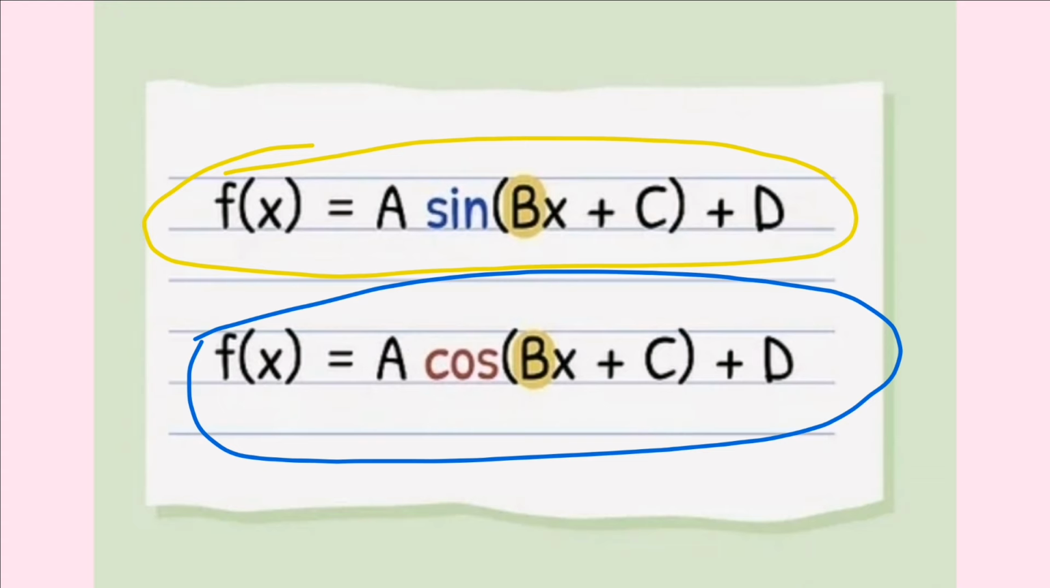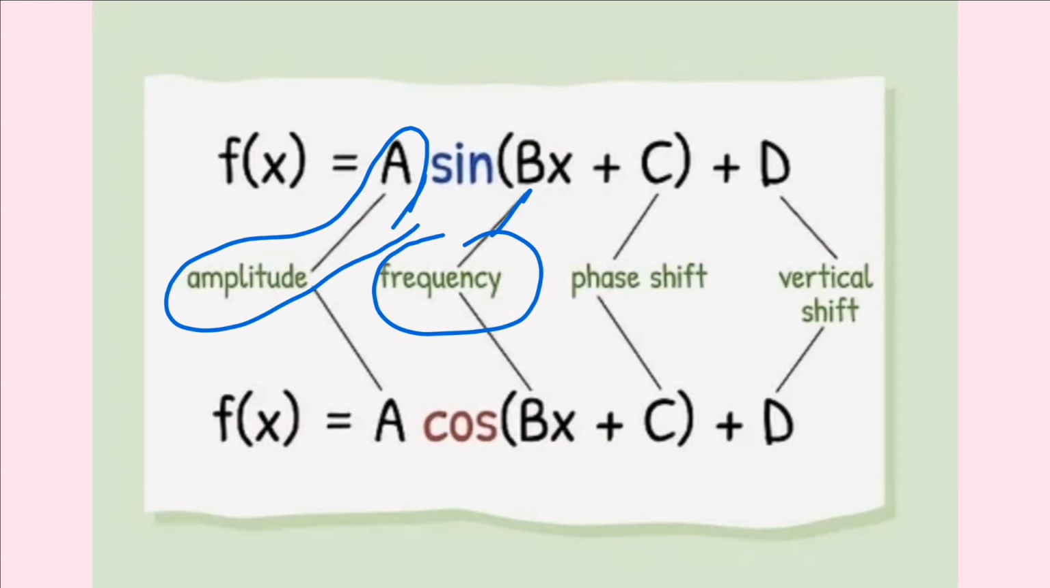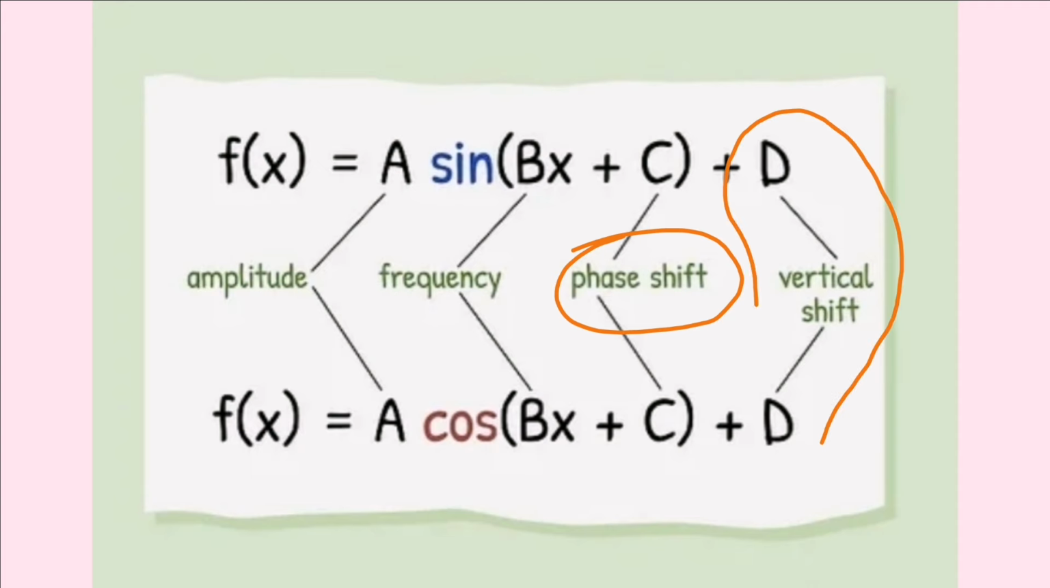So where a represents the amplitude of the given function, b represents the frequency of the given function, and c represents the phase shift of the sine function or the cos function, and d is the vertical shift too.